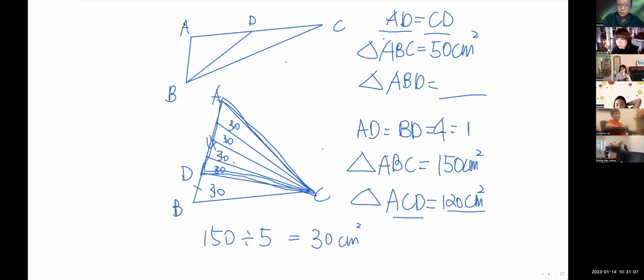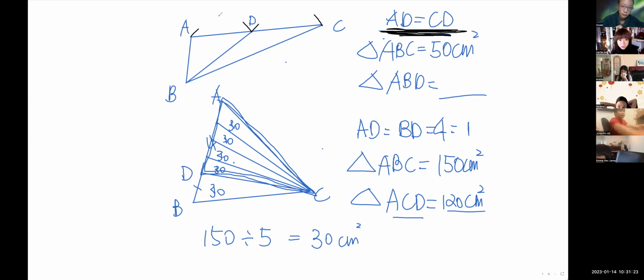Okay, so let's take a look at the next one. Violet and Joseph, I want to ask you, what is AD equals CD? Very good, Violet. You get both of them right. So AD and CD are equal to each other.